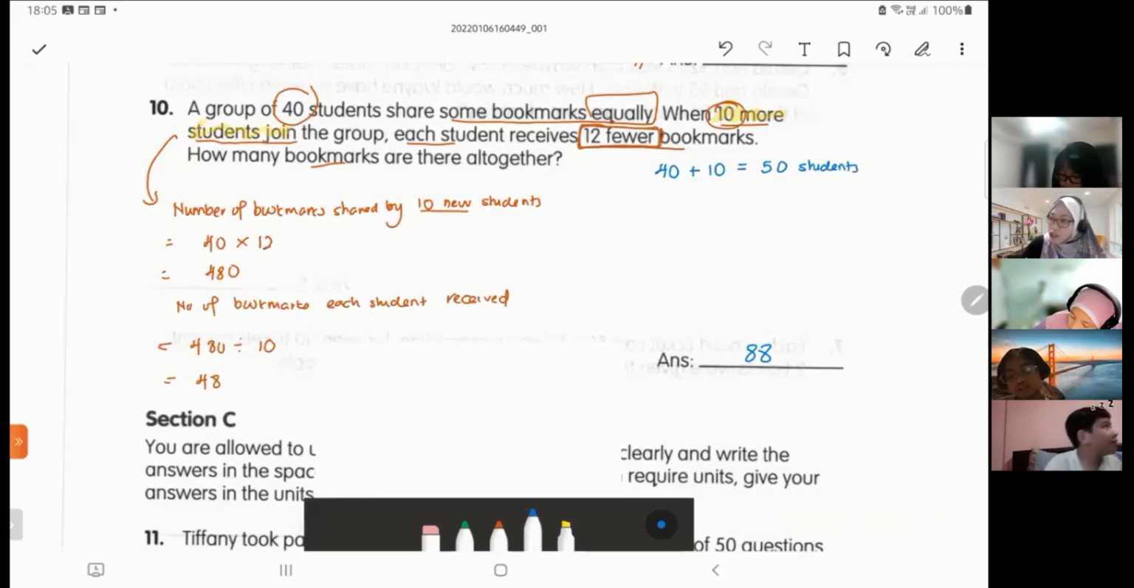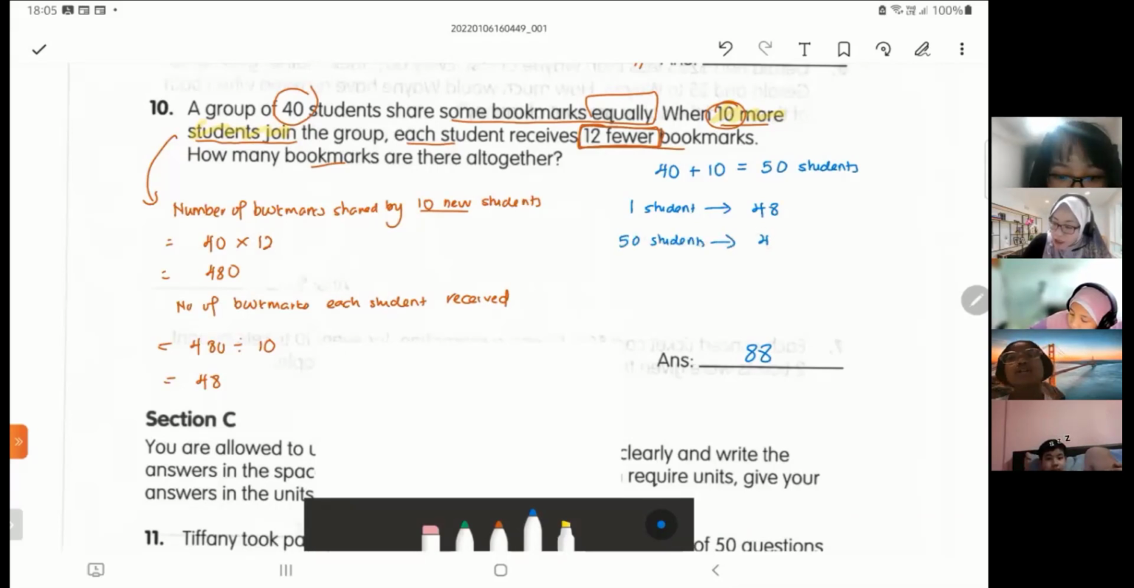Okay, now each student receives 48. So 50 students, one student receives 48 bookmarks. 50 students will be 48 times 50 equals 2400. This is the answer. Not 88, but 2400. All right.